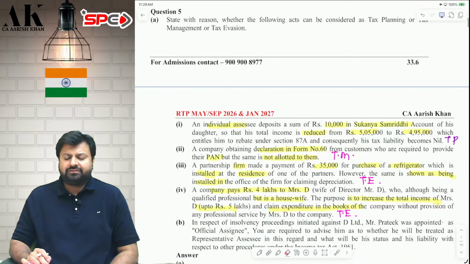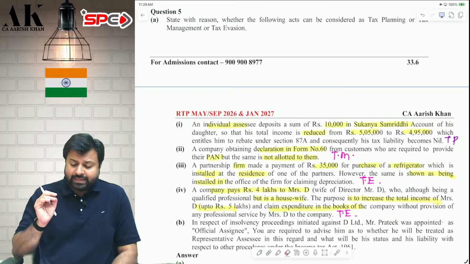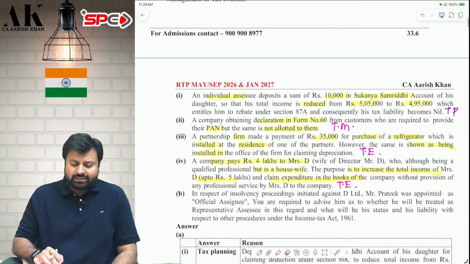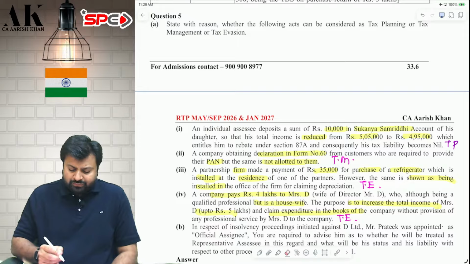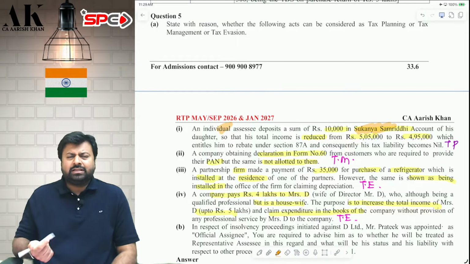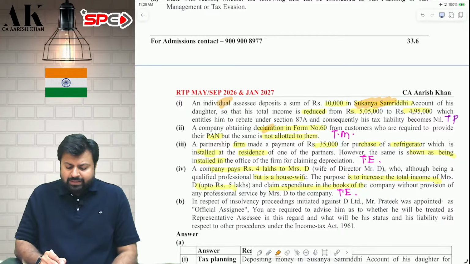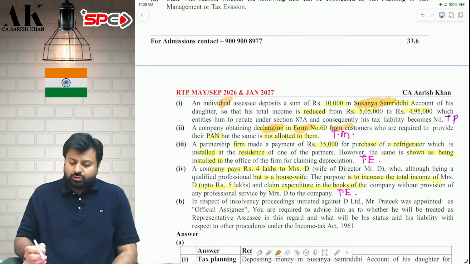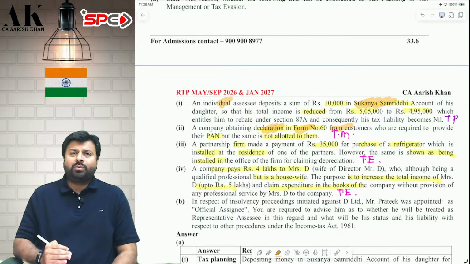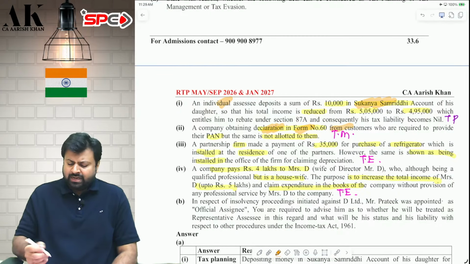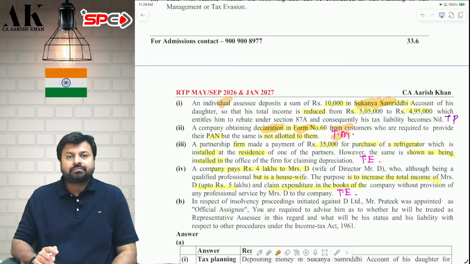Now question number 5 talks about whether it is a tax planning or tax management or tax evasion. Let's see. An individual is investing some money of 10,000 rupees in Sukanya Samriddhi scheme. Yes, Sukanya Samriddhi scheme is nothing but it is allowed under 80C by the government of India. Therefore, it is tax planning. Another is companies obtaining Form 60 from all those customers who are not providing PAN. So if the customer is not providing PAN, you have to take a declaration in Form 60. So this is nothing but tax management.